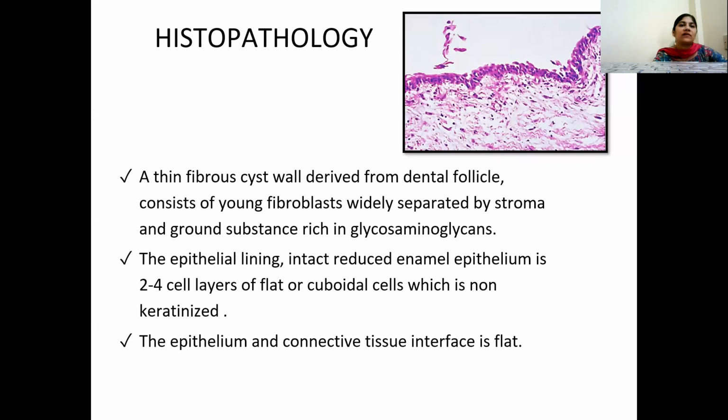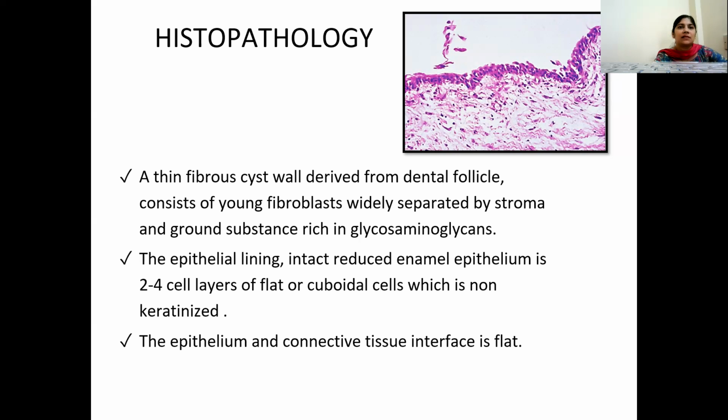Now, the important part of a cyst, that is the epithelial lining, that is an intact reduced epithelium. So as we said, the derivative of your dentigerous cyst is from the reduced epithelium. It consists of 2 to 4 cell layers of flat or cuboidal cells, which is non-keratinized. The epithelium and the connective tissue interface is flat. So that is the histopathological features of the dentigerous cyst.